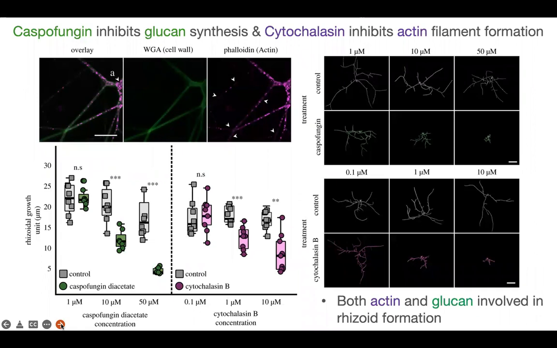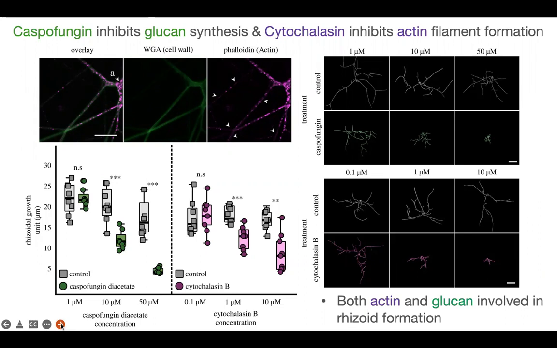So what are the mechanisms? What are the molecular mechanisms that control rhizoids? So again, what we did was look at what is known in higher fungi, like Aspergillus, for example. What are the mechanisms that control hyphae development in those? And are they the same mechanisms that control rhizoid development in chytrids? So two things are really important for hyphal growth. One is wall production, so glucan synthesis, and the other one is cytoskeleton production, which is mainly actin filaments.